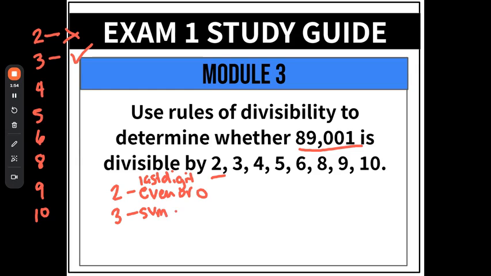Sum of digits divisible by 3. Okay, 4. What do we think? 4, the last two digits need to be divisible by 4. So we've got a 0 and a 1, and that's also going to be a no.